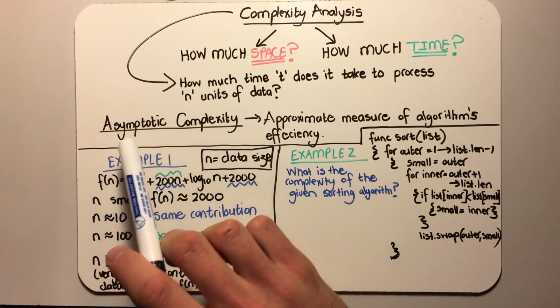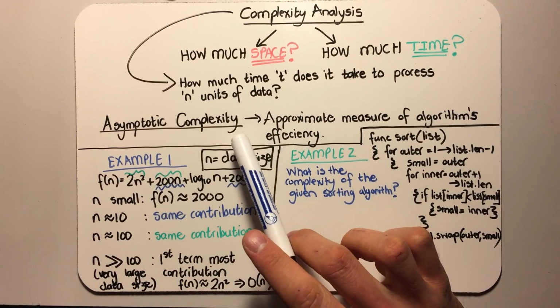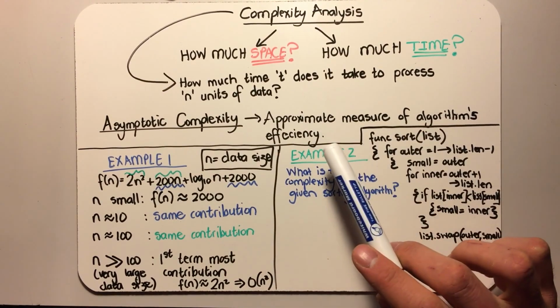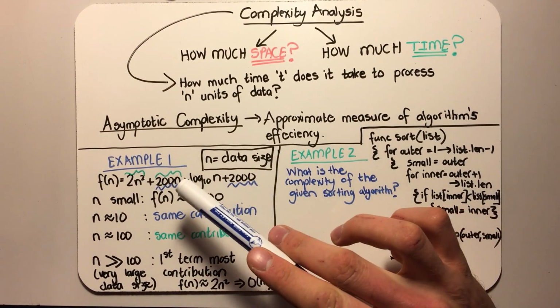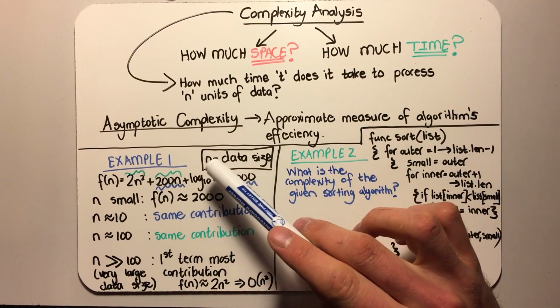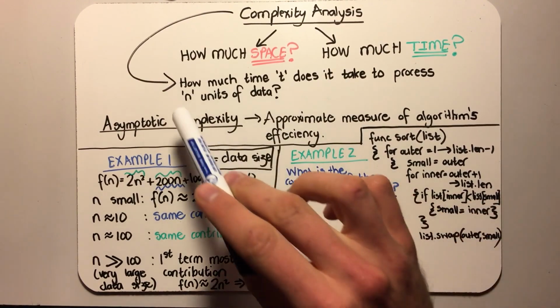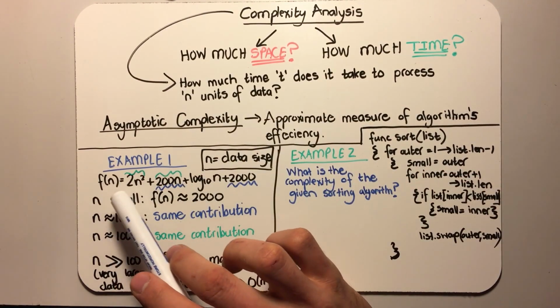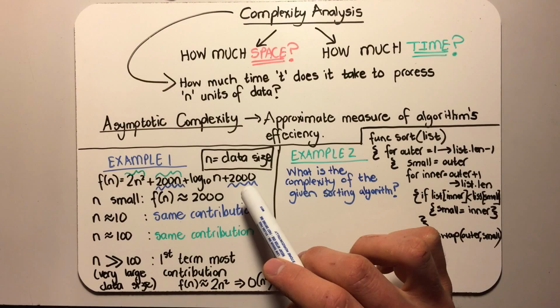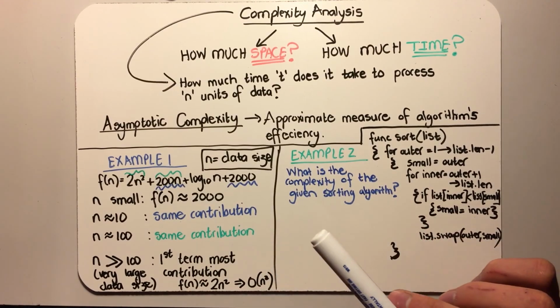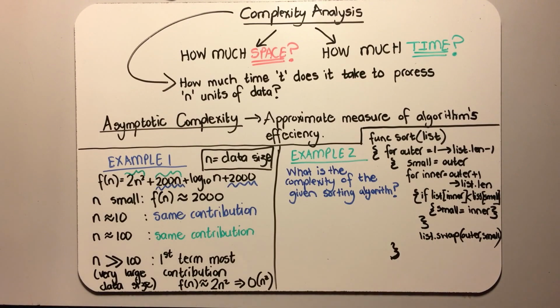Okay, so we look at a concept called asymptotic complexity. Asymptotic complexity is an approximate measure of the algorithm's efficiency. Okay, so let's look at an example of this. We're given n is our data size, so like we said, n units of data, and we're given a function f of n equals 2n squared plus 200n plus log base 10 of n plus 2000. And we say, okay, how can we analyze this in order to determine the complexity, or the amount of time and space that this thing is going to take with n units of data?